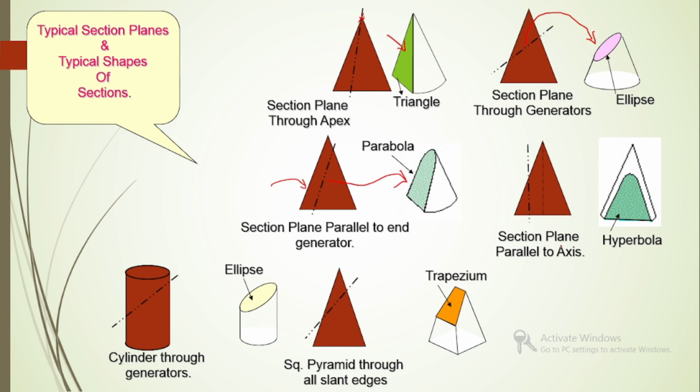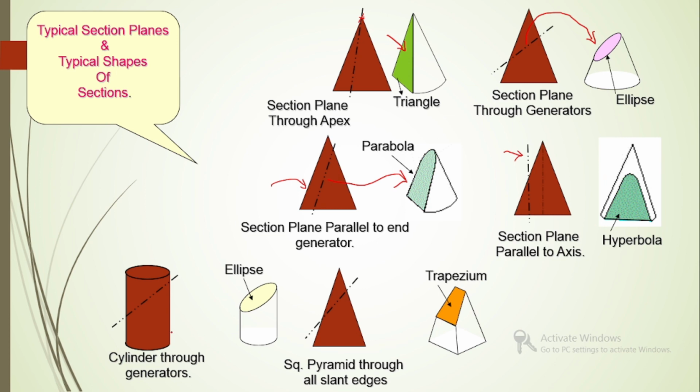And when the section plane is parallel to this particular axis, then the sectioned surface has the shape of a hyperbola. These are the most important typical shapes of sections: triangle, ellipse, parabola, then hyperbola.